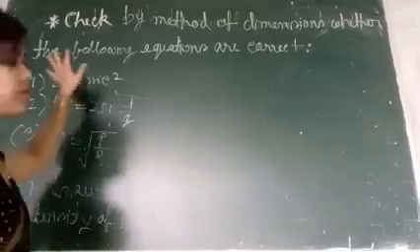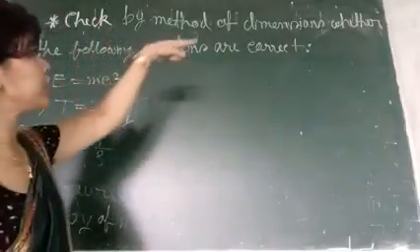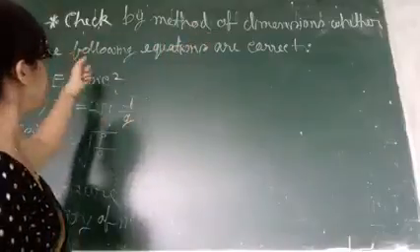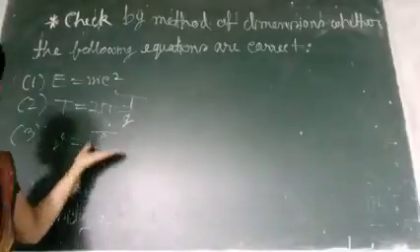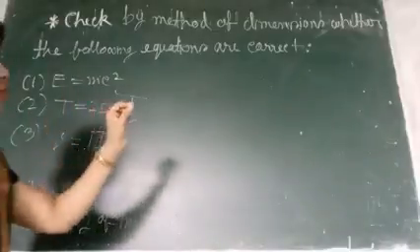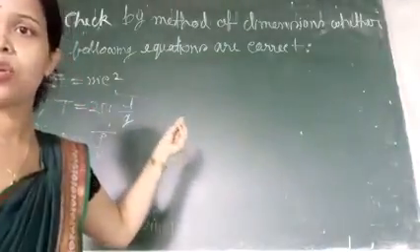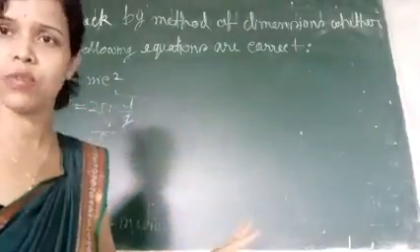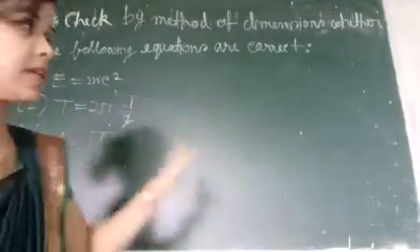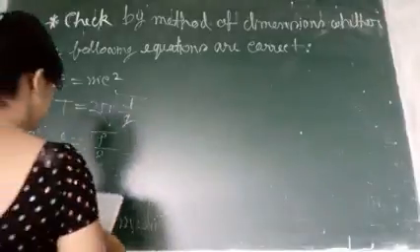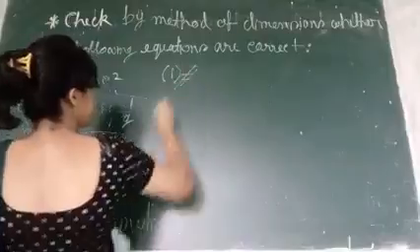In this question, check by the method of dimensions whether the following equations are correct. That means some equations are given to us, so we have to check whether these equations are correct or not by using the dimensional formula. So in this case, how can we check? Let's see. For the solution, we have to solve equation number 1.